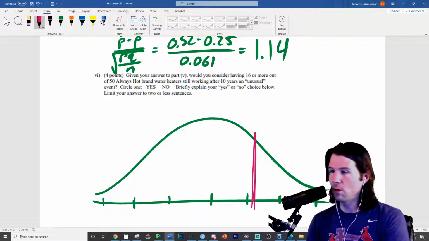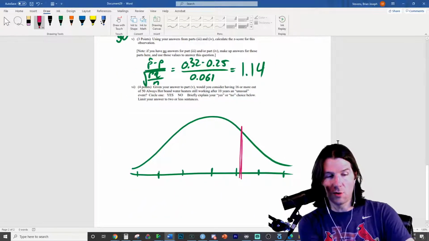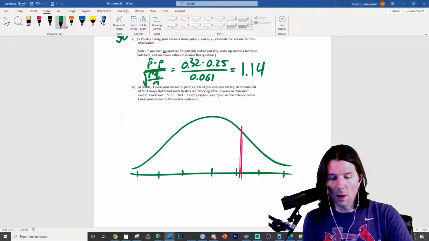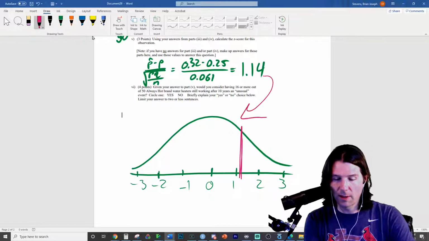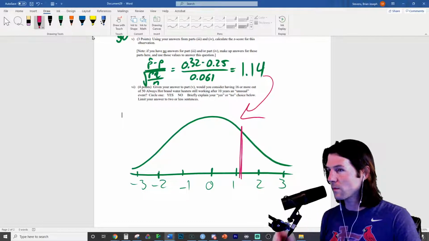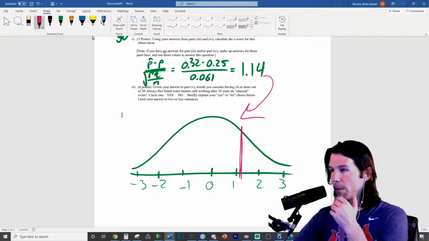So is this unusual right here? We've got the z-score for it. Is this unusual, yes or no? And why would it not be unusual? Because that's the answer. Is this unusual, yes or no? Because we're going to plot it as a z-score down here. So is that unusual right there? Is a z-score of 1.14 unusual?